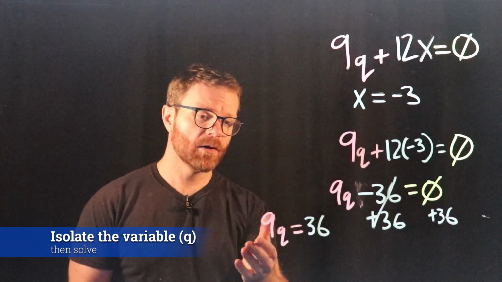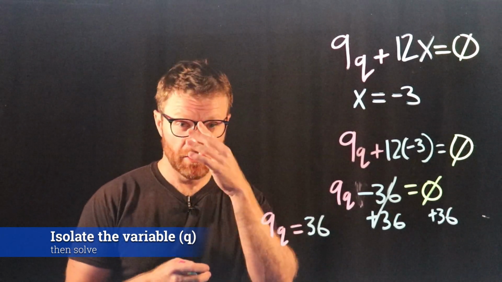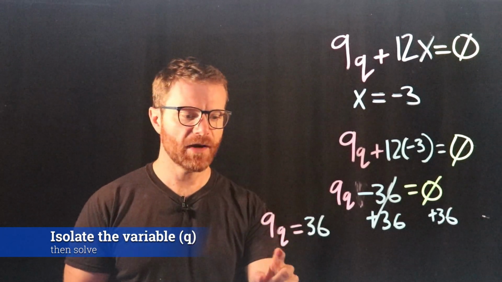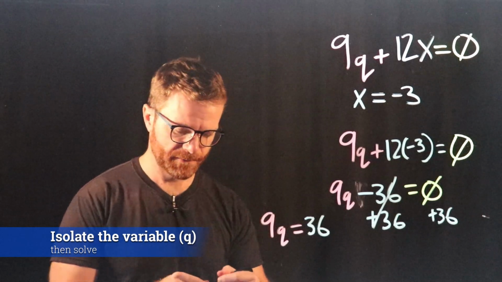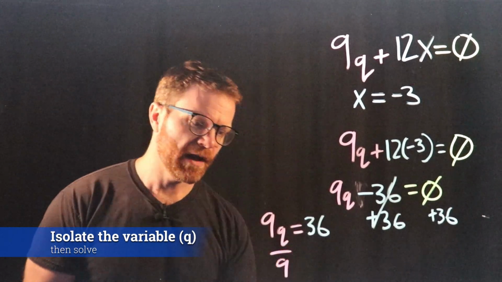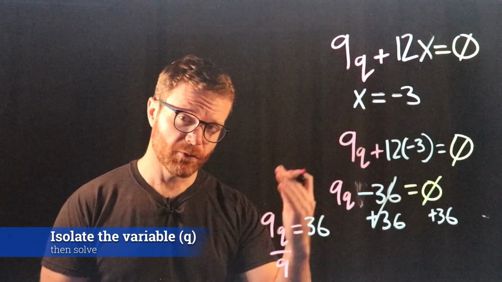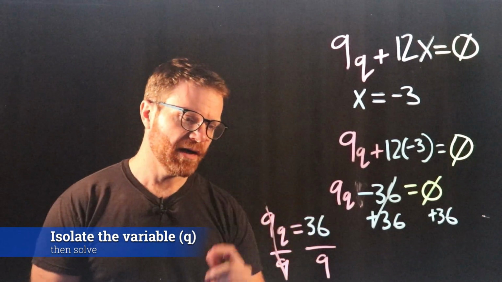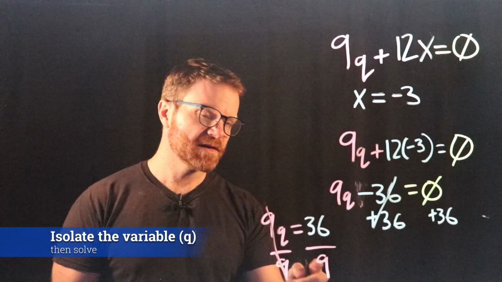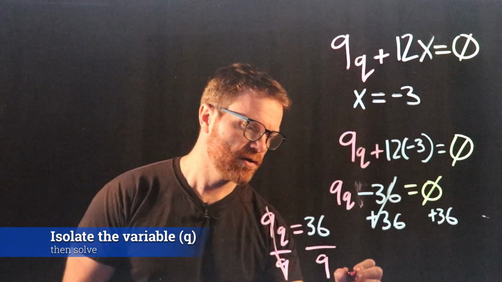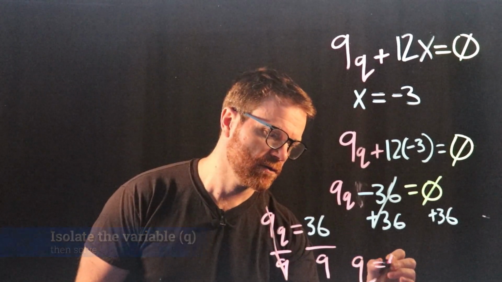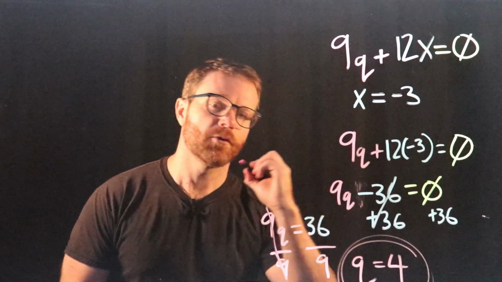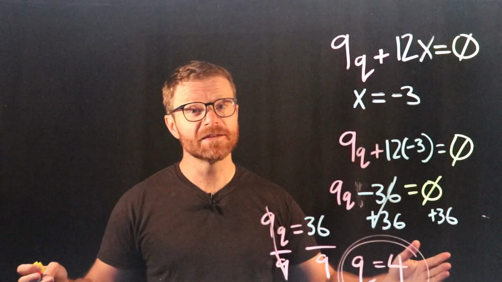And now we don't want to know the value of 9q's, we want to know the value of q. So to do that, we have to divide that by 9. And again, the first law of equations, whatever we do to one side, we have to do to the other side. Divide the other side by 9. 9 divided by 9 is just 1, that's q. 36 divided by 9 is 4. Q is equal to 4. And it's as easy as that.